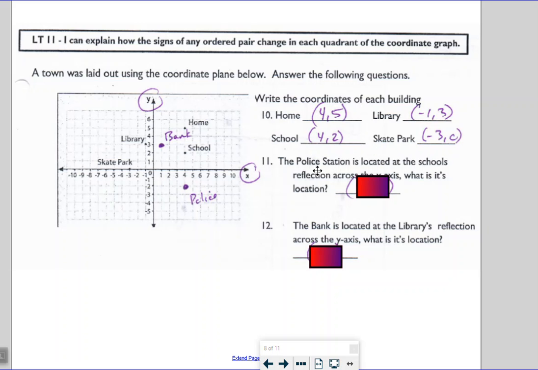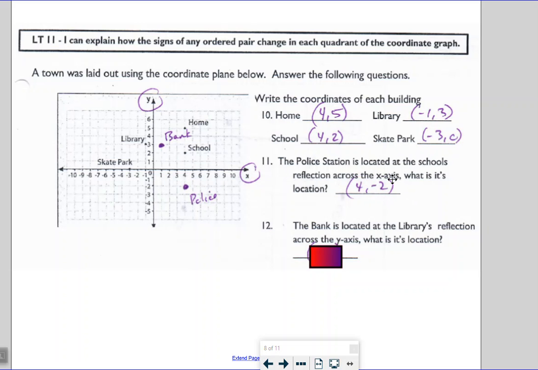Number 11. The police station is located at the school's reflection across the x-axis. So if you find the school, we want to go across the x-axis. Well, the school is 2 units above the x-axis, which means the police station will be 2 units on the opposite side of the x-axis. So it is right here where my cursor is. Its coordinates would be 4, negative 2.